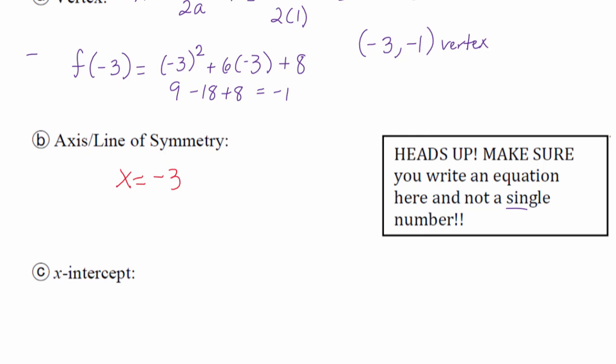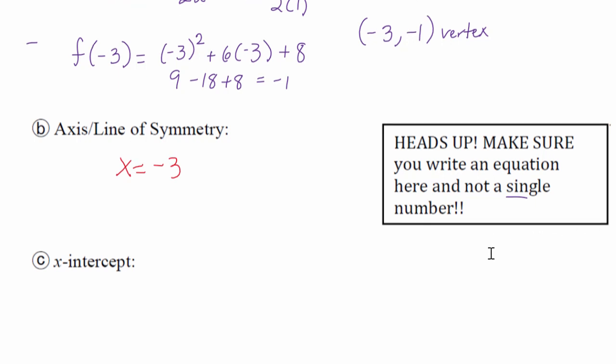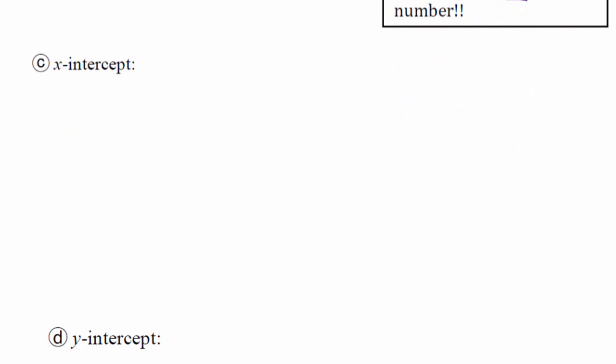Okay, so now we're going to find the x-intercepts of the parabola. So where does the parabola cross the x-axis? And so that means that we need to set f of x, or y, to 0. And we're going to solve for x. So the equation was x squared plus 6x plus 8 equals f of x. Well, we're going to set that to 0.